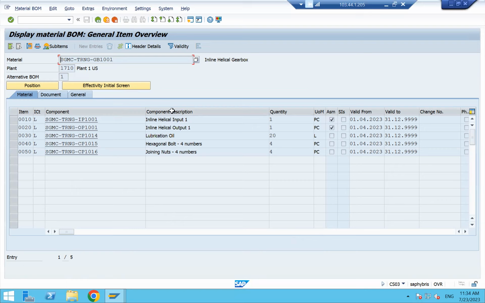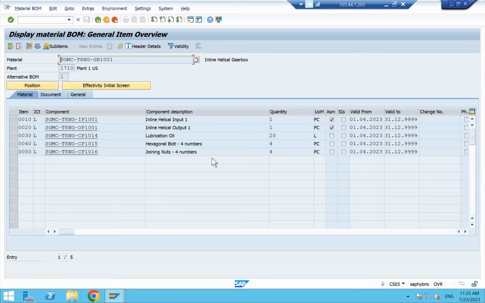This GB1001 is having these things: inline helical input one item, output one item, and other 3 components. To produce the gearbox, I have these things, so this is another BOM I create. Using CS01, the creation of BOM, I create the BOM of the gear motor, where I use gearbox plus motor plus 2 components. Then I come to CS01 again, where I create the BOM for the gearbox, which has input, output, and these 3 components.